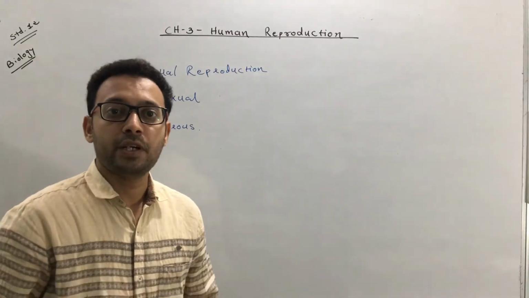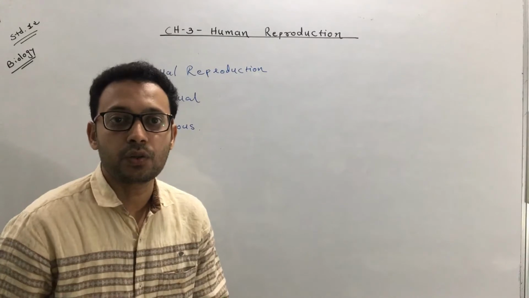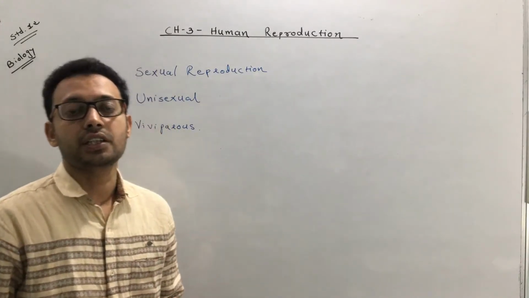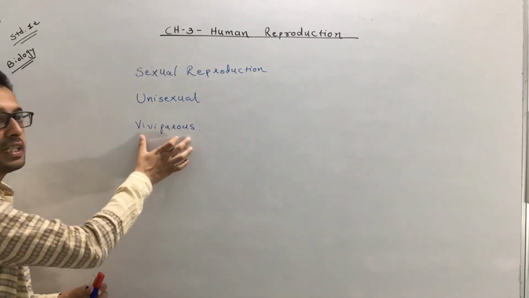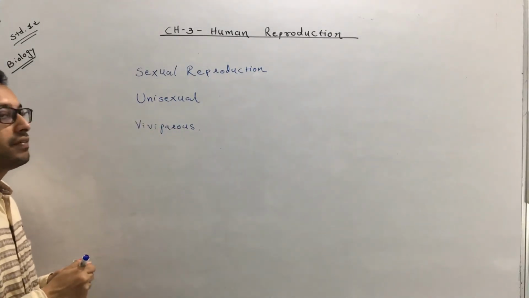The development of the embryo takes place inside the body of the female parent, and they deliver a young one after achieving a certain growth time period. So they are viviparous animals. They give birth or delivery to a young one. So this is called viviparous.